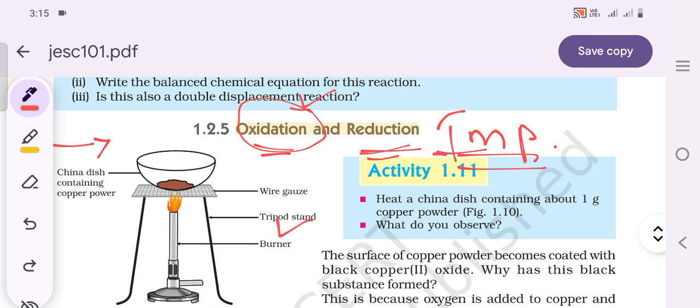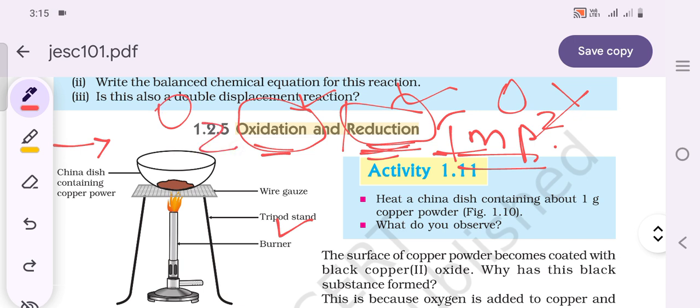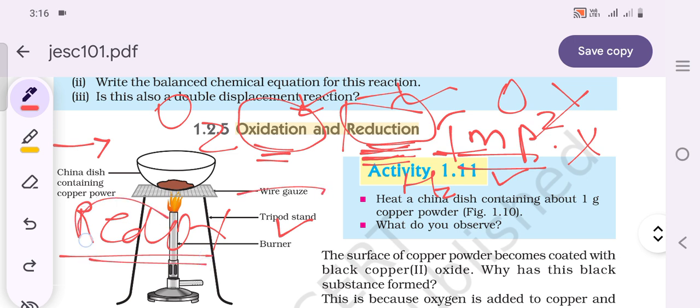Whereas reduction is quite the opposite. Reduction is the loss of oxygen, gain of hydrogen, or gain of electrons. Oxygen is being lost. Reduction means something is reduced, here oxygen is reduced. Hydrogen is being gained, and electrons are gained. Now when these reactions, oxidation and reduction, occur together, they form a redox reaction. Red stands for reduction and ox stands for oxidation.